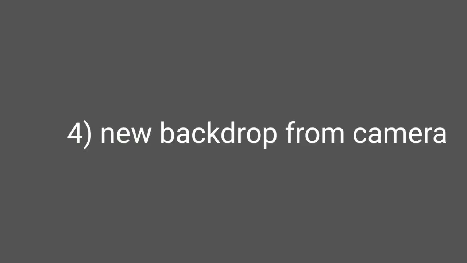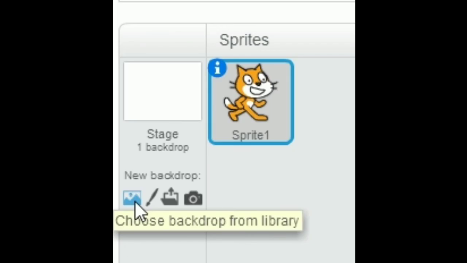And finally, the last button is used for choosing a new backdrop from the camera. If you click on that fourth button, you will be able to click an image using the camera that has been provided in your system, and you can add that image as a backdrop. So this is the fourth button. It is provided for adding a new backdrop by using the camera of your system.